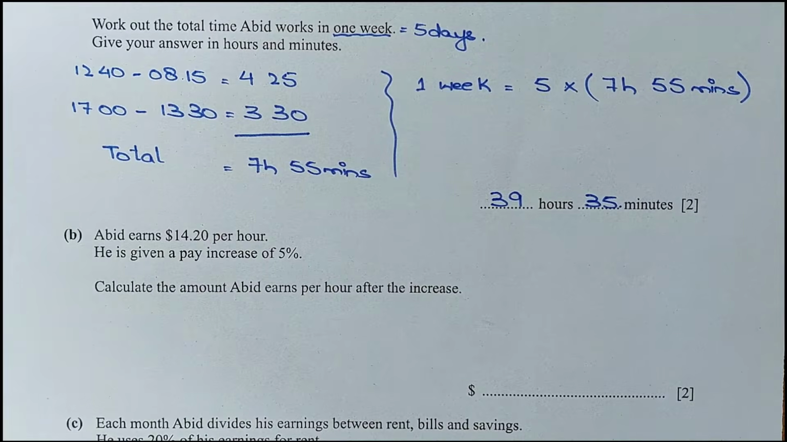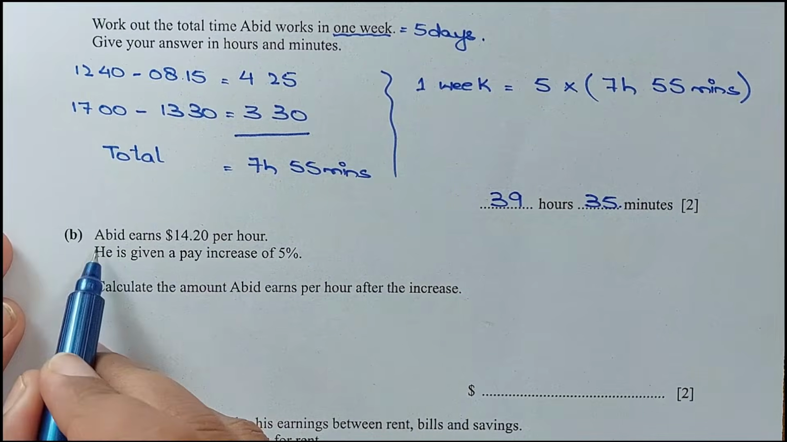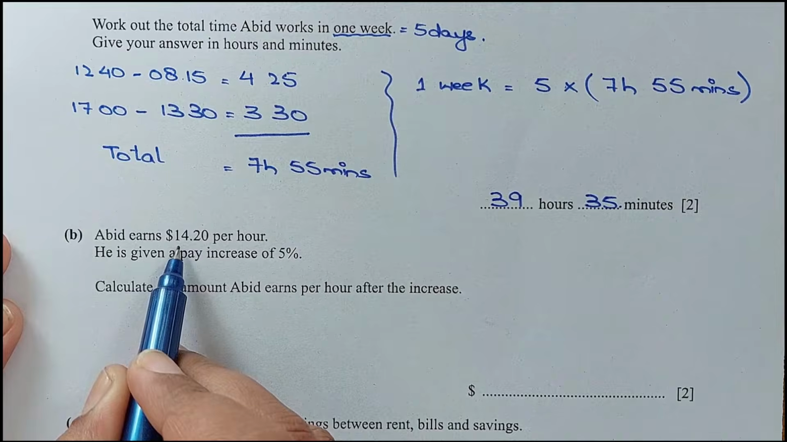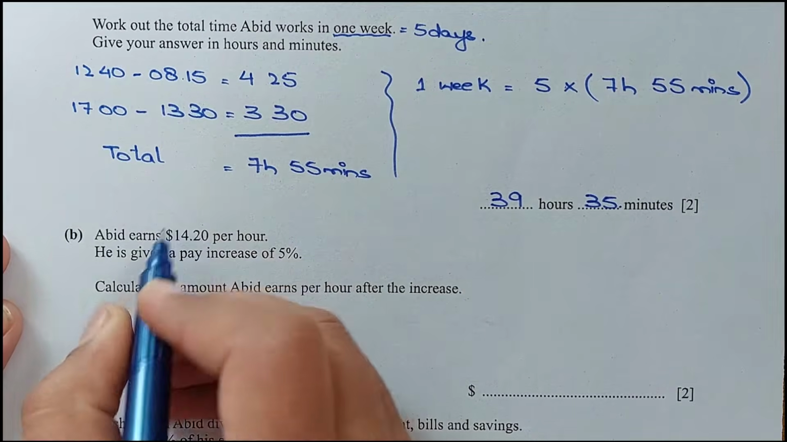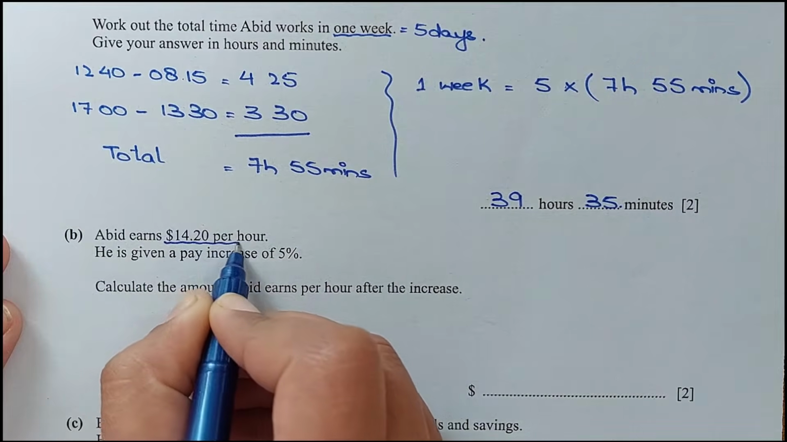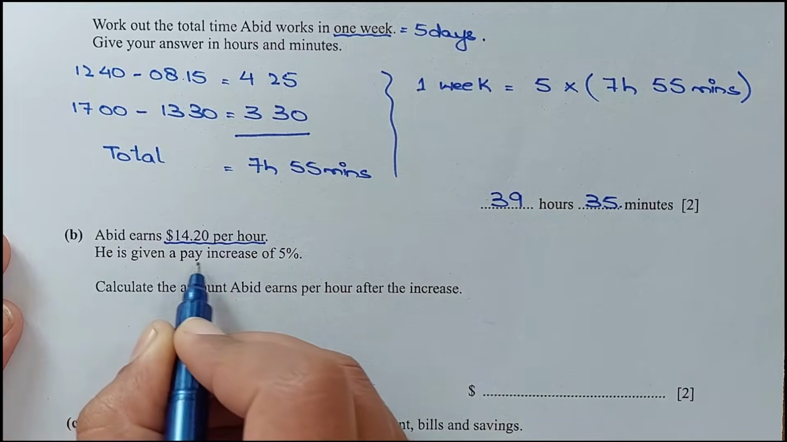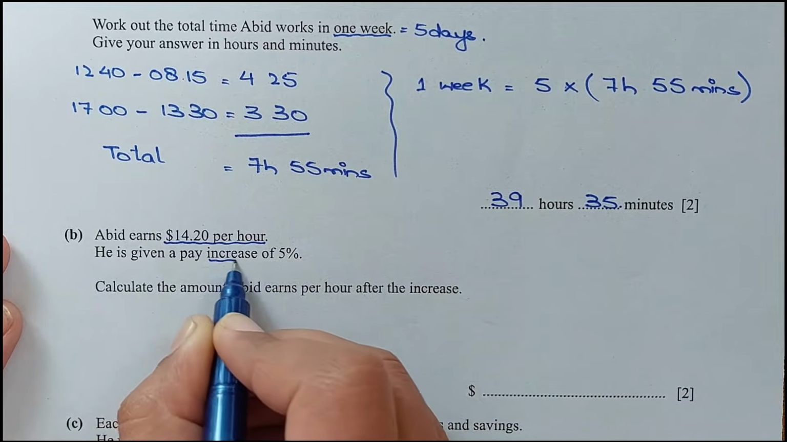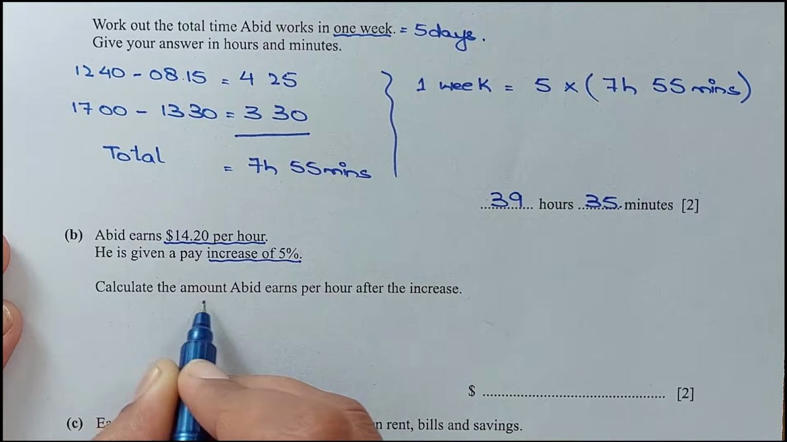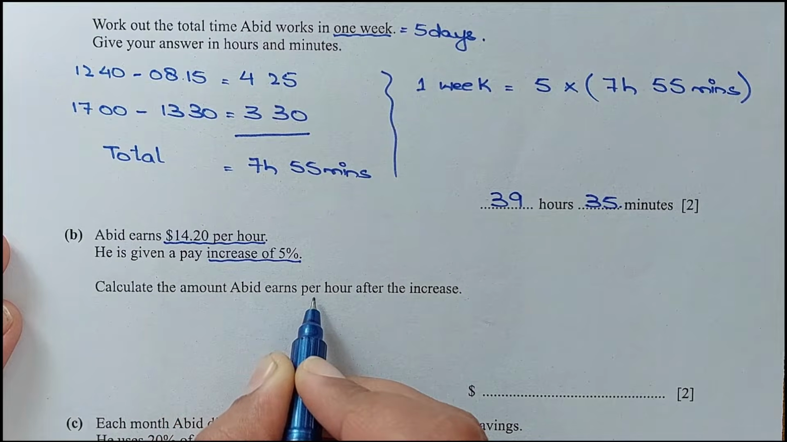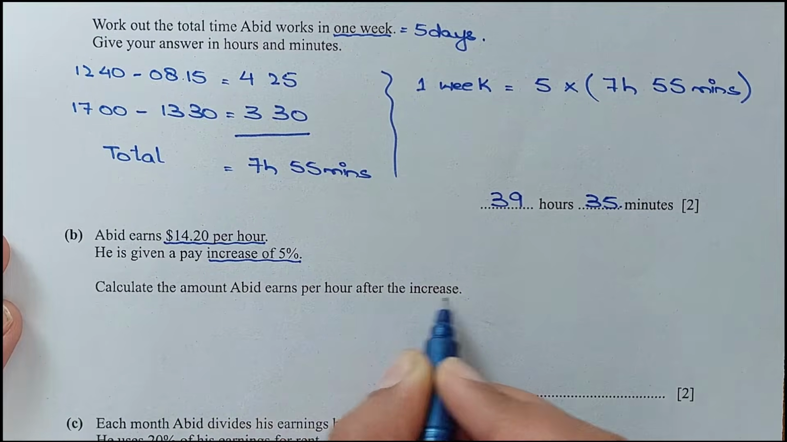Now for part B, Abid earns $14.20 per hour. So this is the income for 1 hour. He is given a pay increase of 5%. Calculate the amount Abid earns per hour after the increase.